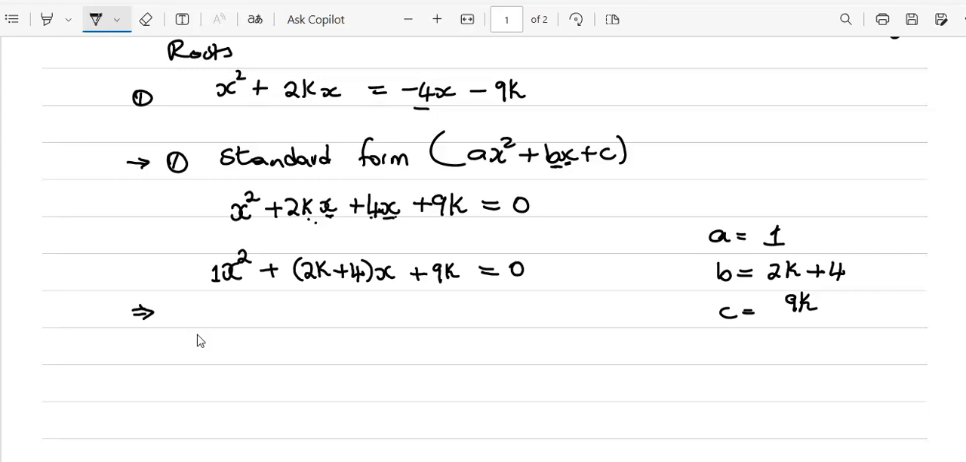Remember, guys, it's just a recipe. Now you need to plug in your ingredients and follow the steps. Now that it is in standard form, the second step is that we need to calculate the discriminant.